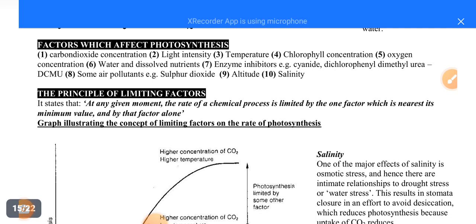For more information about this, just go and open the biological science, which has clear information about what? The principles of limiting factors. So let us proceed. We're going to look at the graph illustrating the concept of limiting factors on the rate of photosynthesis. We say that the limiting factor is that factor at any given moment the rate of a chemical process is limited by the one factor which is nearest its minimum value, and by that factor alone.